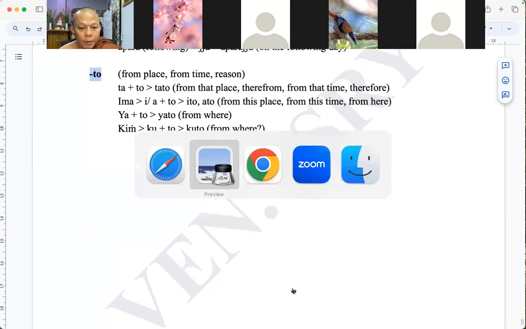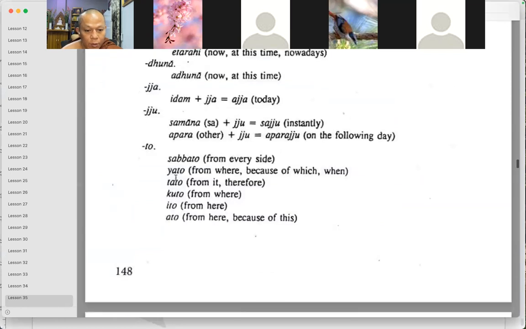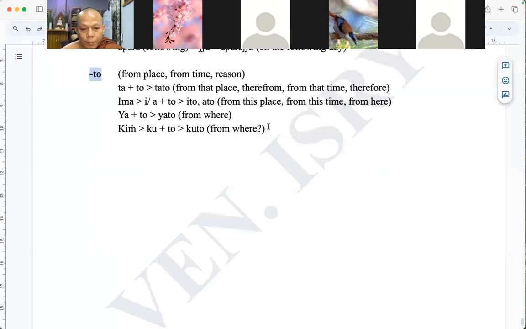And then what is next? Oh, so Sabato. Okay, Sabato. So Saba means all, and the door. So Sabato. Maybe literally from all place, but so every side or from every direction and so on, based on the context.